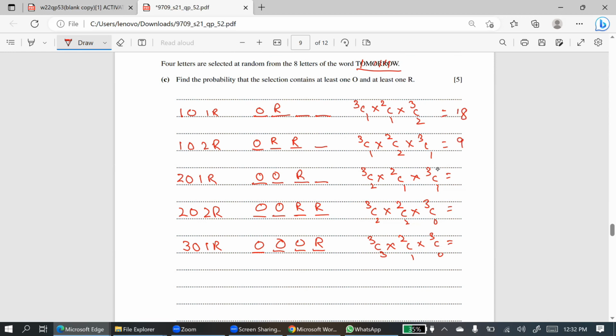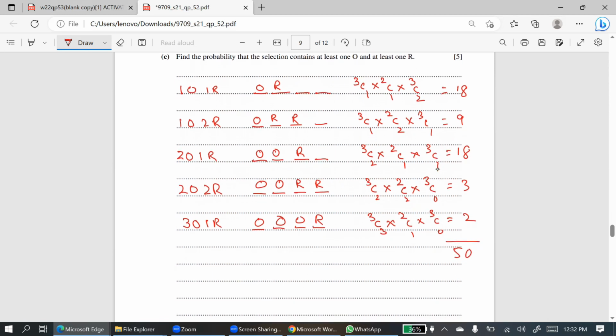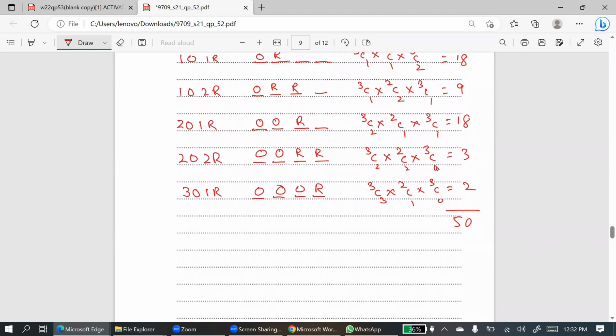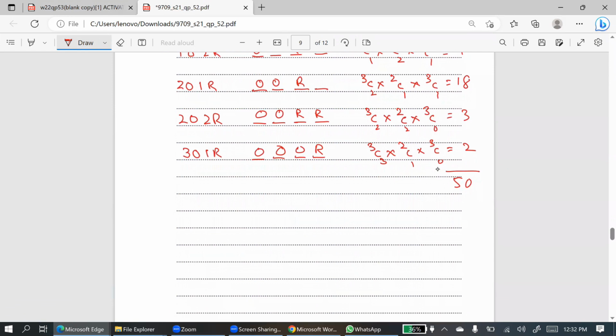18 plus 9 plus 18 plus 3 plus 2. The total is 50. So the probability of the event is: favorable outcomes, 50, divided by the total number of outcomes, 8C4. The final answer is 0.714.